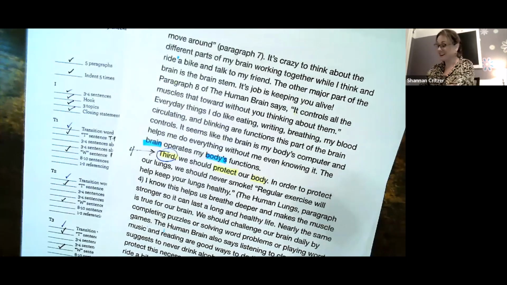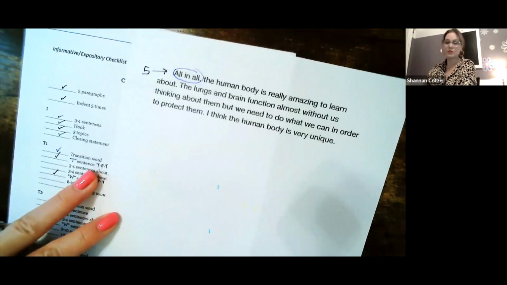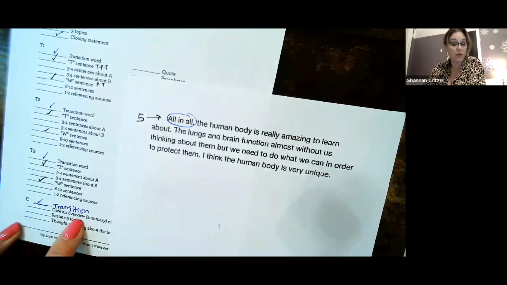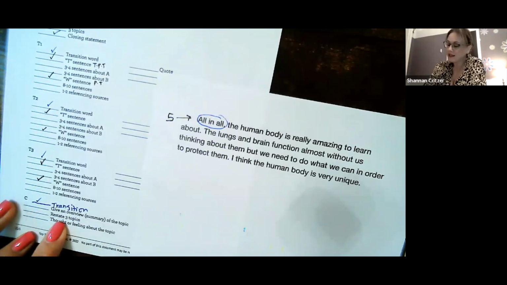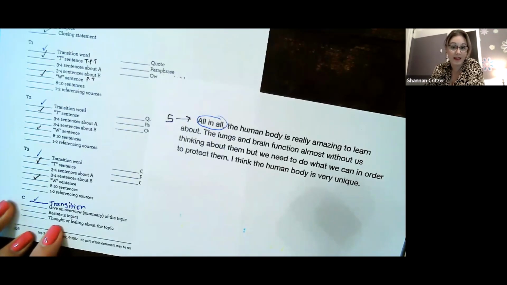All right, boys and girls, I also am going to do something else that's a little bit different. I'm going to go to my C paragraph. Let's see if I can push that over for you. I need to give an overview, a summary of the topic, the entire prompt. I need to restate my 3 topics, and I need to give a thought or a feeling about that topic.